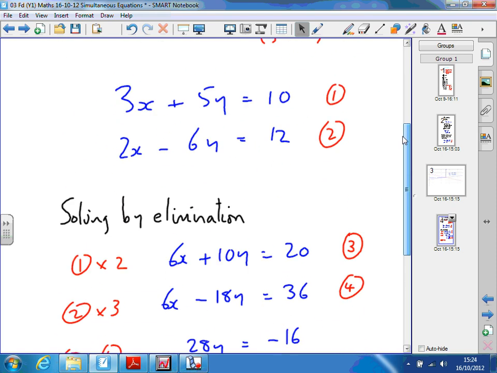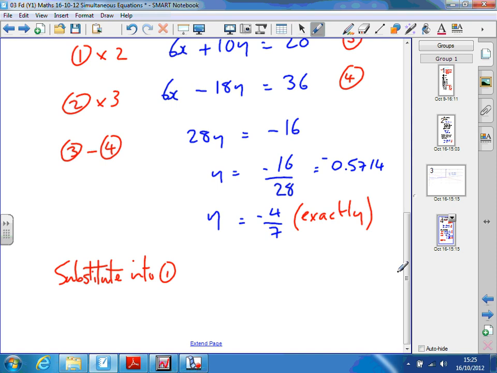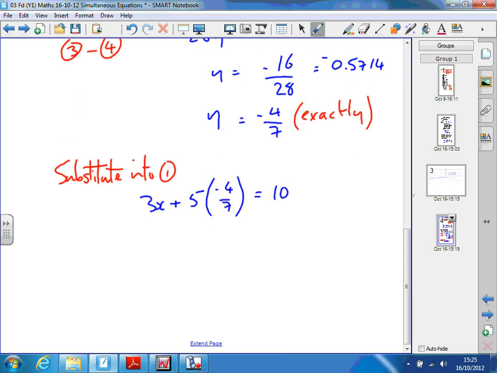And so I'll rewrite equation 1, 3x plus 5y, but what's y is minus 4 over 7, equals 10. Get it right this time. So I've substituted in my value for y into equation 1. Now I can work out what that is. 3x, 5 4s are 20, so it's minus 20 over 7 equals 10.